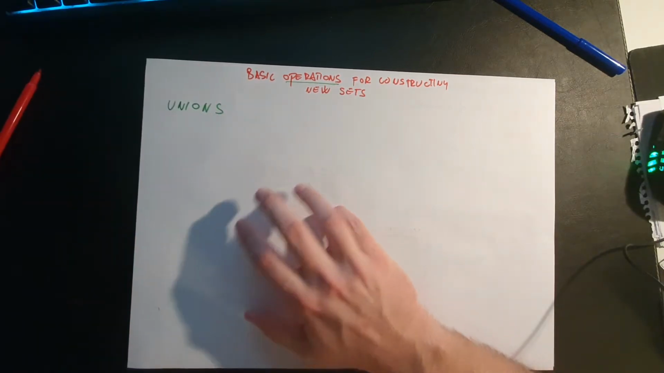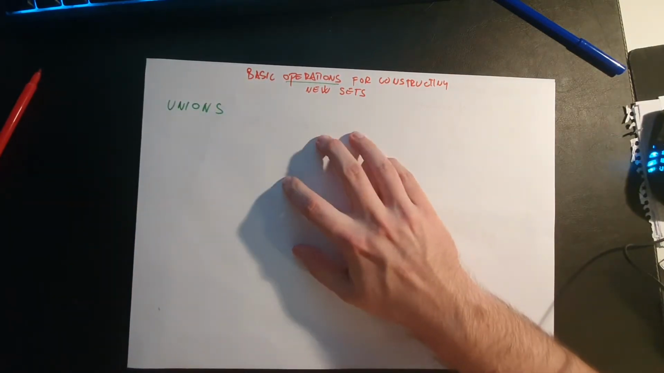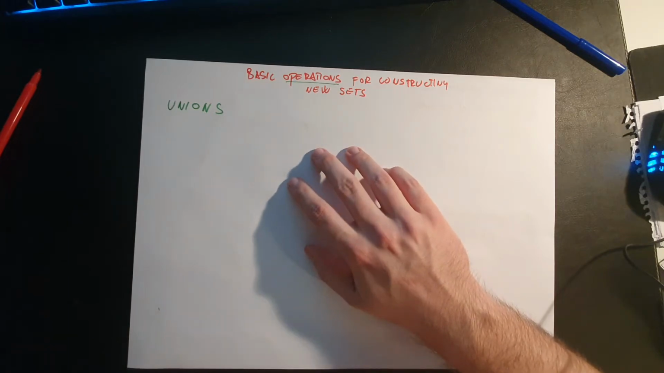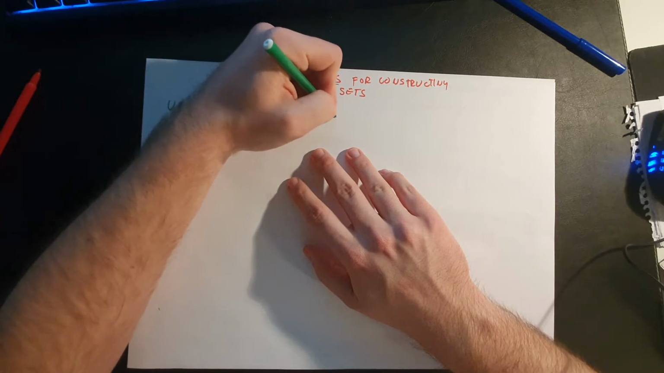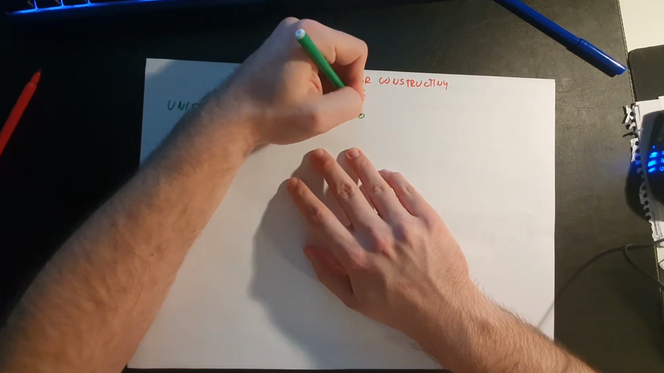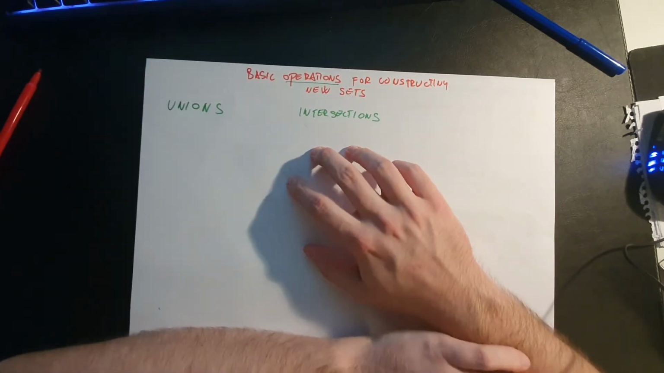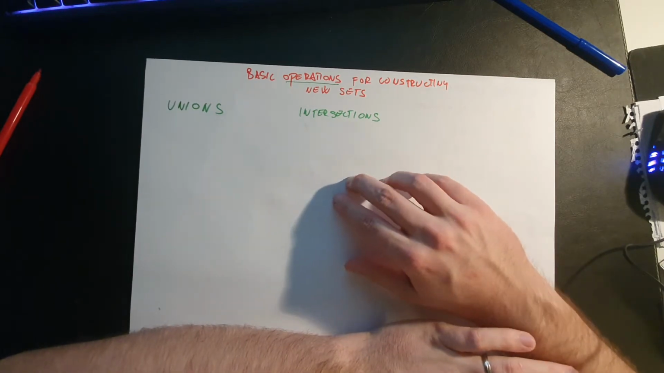So this is the first one. The second one that we are going to talk about is intersection. And the last one is going to be complement.